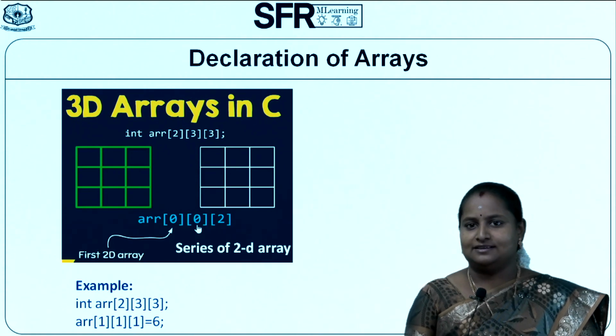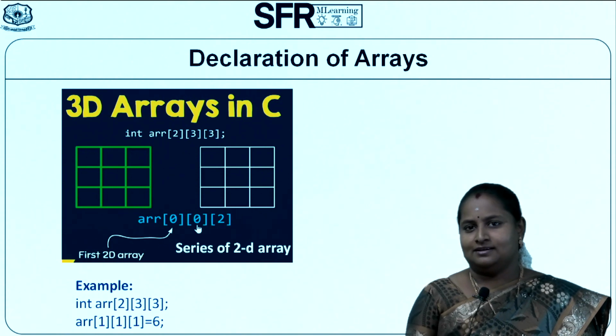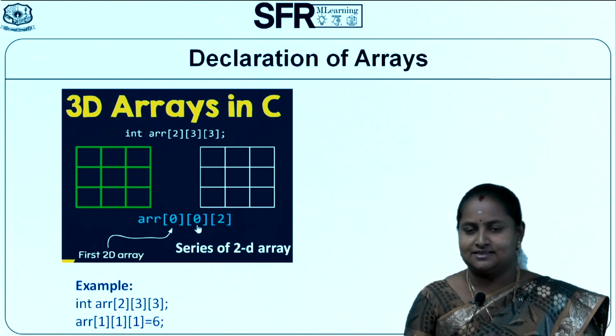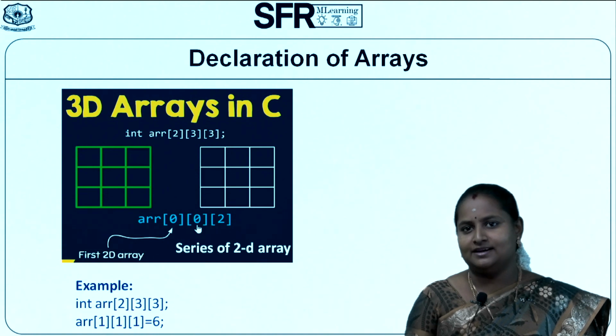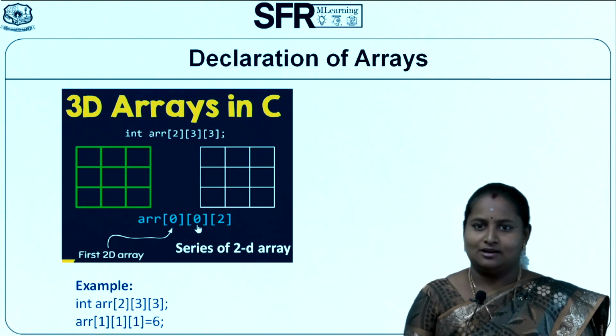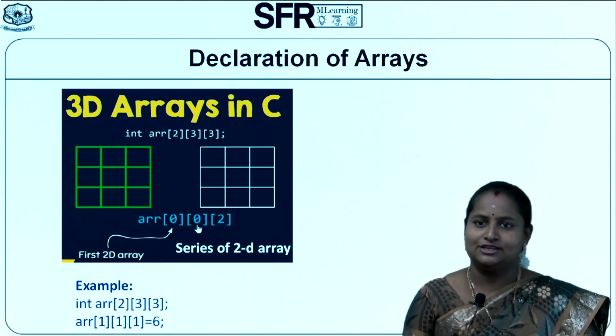So, to access the second element in the first array, ARR of 1 1 1. I already said that there will be 2 series. In the first series, 1 comma 1 in the 2D array. So, it is a series of 2D arrays.